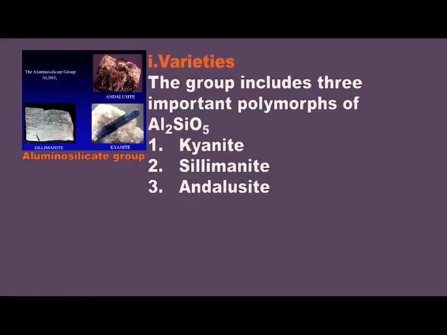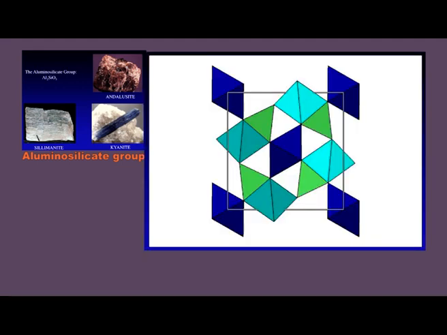Aluminosilicate groups. Varieties: the group includes 3 important polymorphs of Al2SiO5, that is kyanite, sillimanite and andalusite. Composition: the crystal structures of all the 3 minerals are closely related and contain independent SiO4 tetrahedra and chains of alumina octahedra parallel to the C-axis. Presence of these chains is responsible for elongation of crystals of these minerals along the C-axis. The phase relation of these minerals has been studied by various workers.